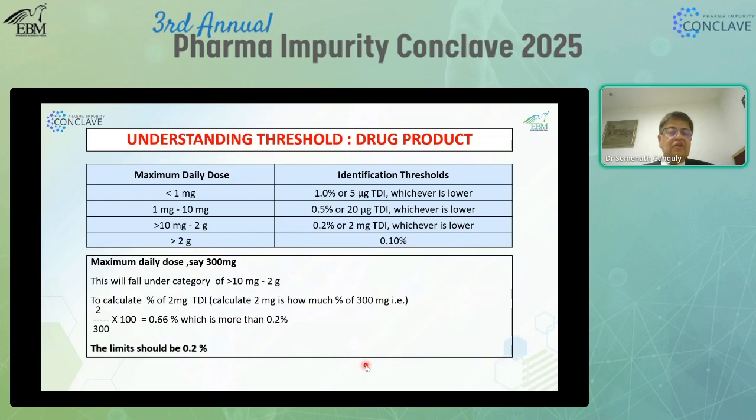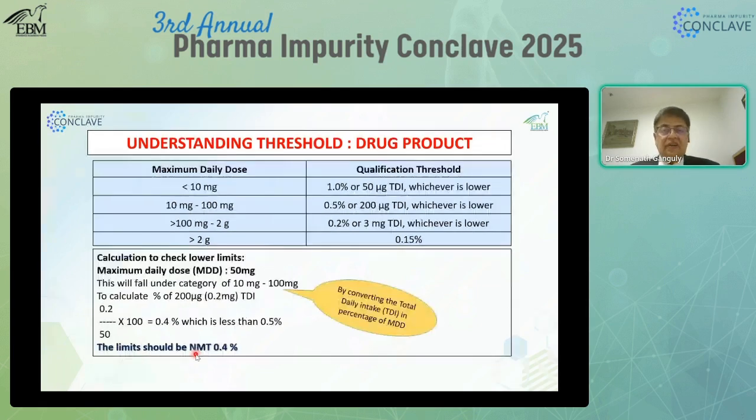Say your maximum daily dose is 300 mg for any drug product. So it will fall between 10 mg to 2 g, this category, right? To calculate, again, you have to calculate the simple arithmetic: 2 by 300 into 100. It's 0.66%. So which is more than 0.2%. So what does the guideline say? Guidelines say if it is 0.2% or 2 mg of the TDI, whichever is lower. So in this case, again the limit should be 0.2%, right?